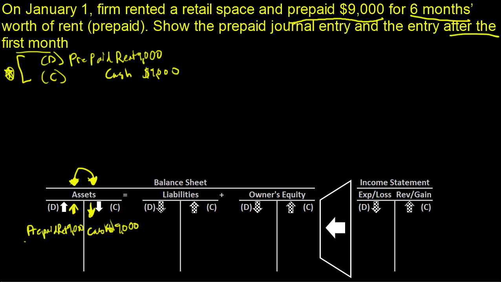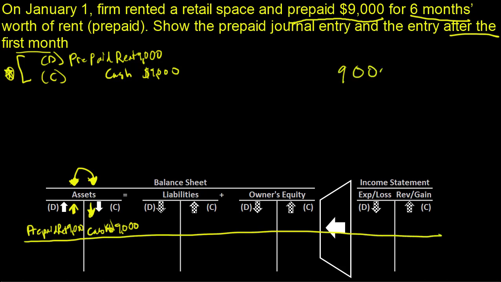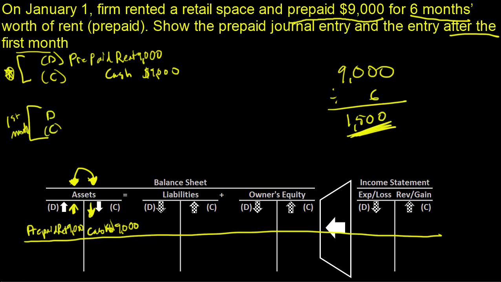All right. So we have our first month and we've actually used some of this. So we've got to take $9,000 and divide it by the 6 months of rent. If we take 9,000 divided by the 6 months in rent, we're going to get 1,500. So that's what on a monthly basis we are taking off. So on this second entry, after the first month, we're going to have a debit and a credit, right? And the prepaid rent right here is going to need to be written down.